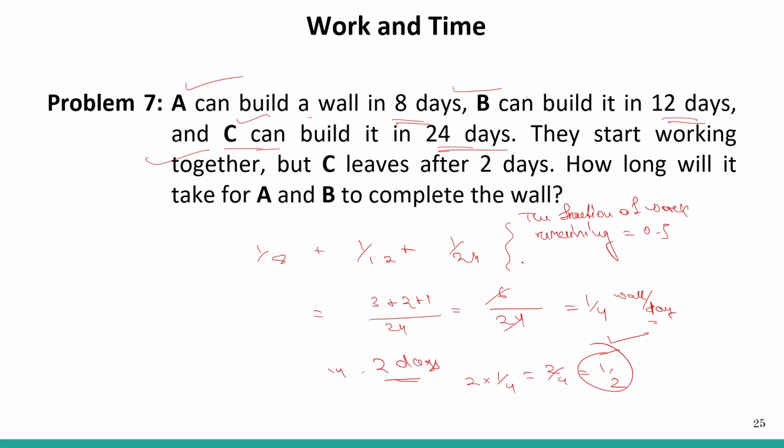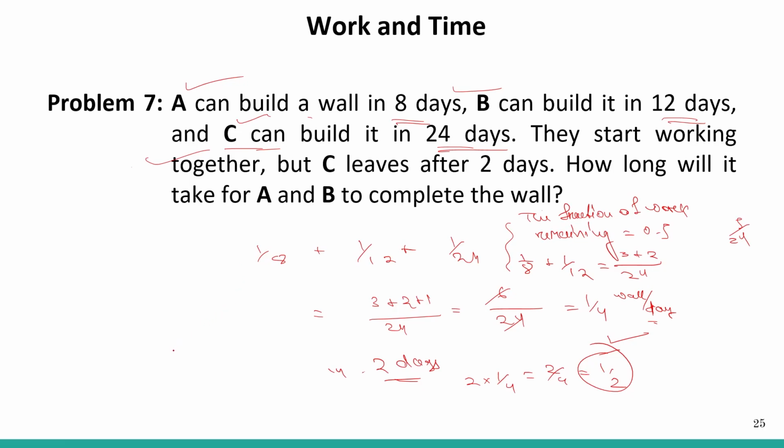Right now after C left, what is the combined work rate? The combined work rate will be 1 by 8 plus 1 by 12. So this will be 24, 3 plus 2 is equal to 5 by 24. So 5 by 24 is the combined work rate.